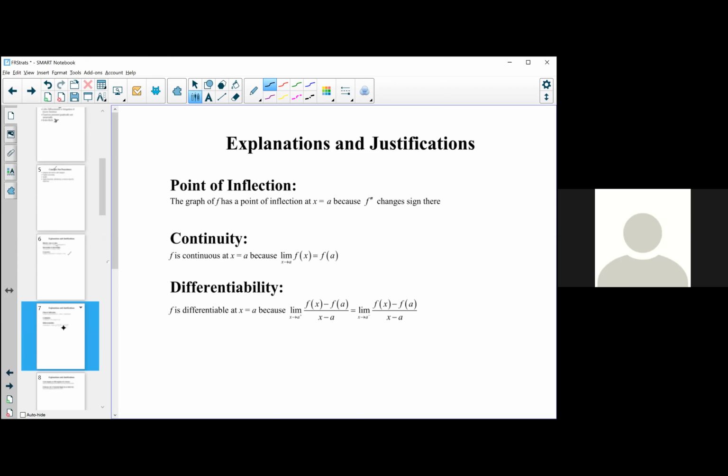Points of inflection. Again, there's a couple of ways to justify a point of inflection. I've pointed out one right here: because the second derivative changes sign. Notice it's not because the second derivative is 0. And it's the unique change in sign in the second derivative. It's not because the second derivative doesn't exist. Those can be places where it's possible you have a point of inflection, but just because you have a 0 in the second derivative doesn't mean you have a point of inflection.